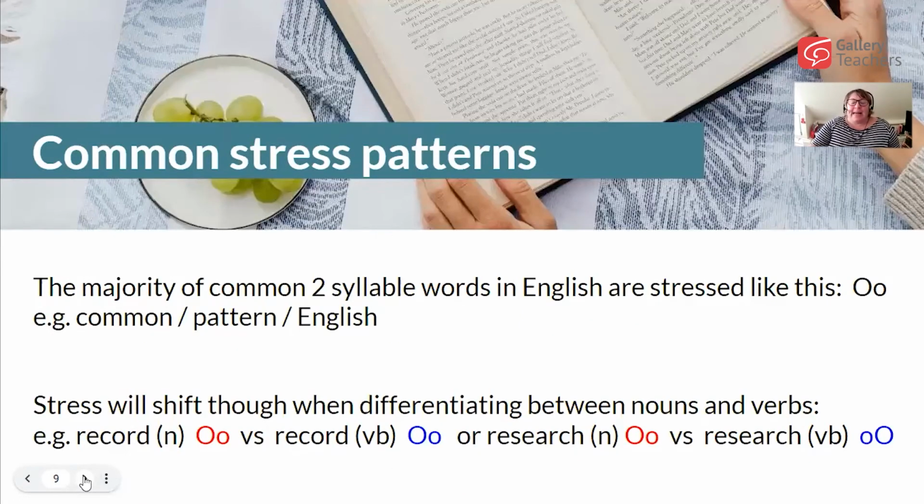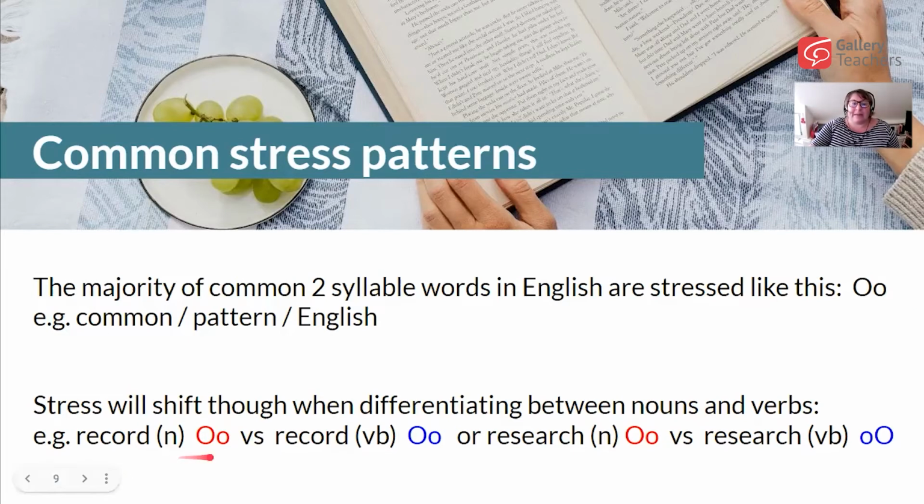So in the UK, we've got a common stress pattern, which is normally DUM-da. So 2-syllable words often have stress on the first syllable. So in this sentence, you can see that's true because common, pattern, English all have the same DUM-da sound. This may change depending on whether you are using a word as a noun or as a verb. And again, it can be useful to point these out to students so they've got a sense of how stress can shift according to the word family or the part of speech.